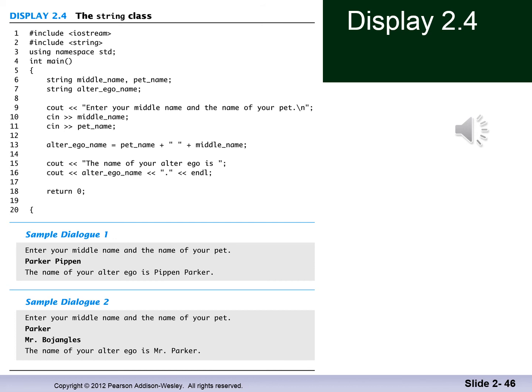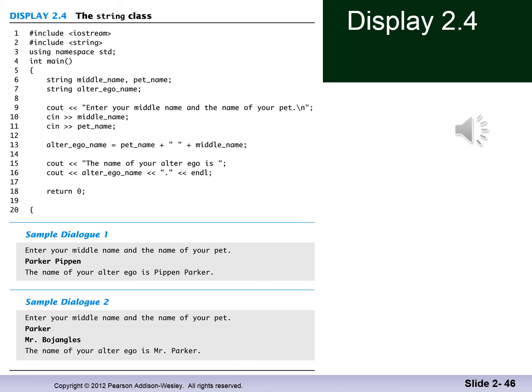Enter your middle name and the name of your pet. That's cout prompts. The user enters what's in bold, Parker as his or her middle name, and Pippin as his or her pet name, and then the name of your alter ego is, that's the cout statement, and then actually output the value in alter ego name, which was pet name plus space plus middle name.